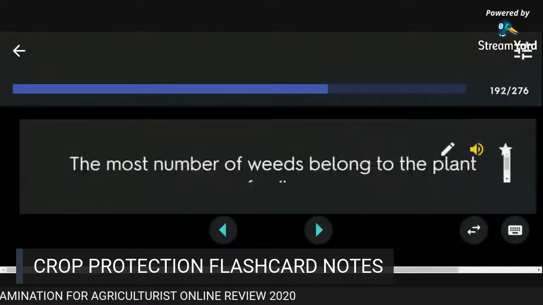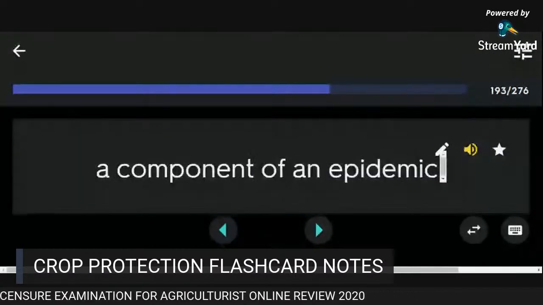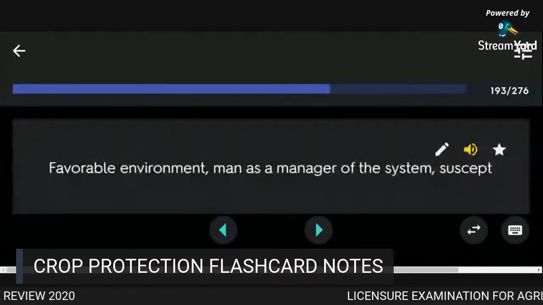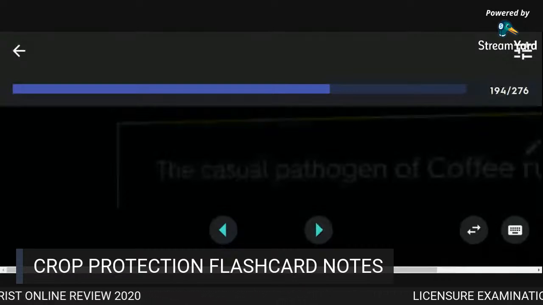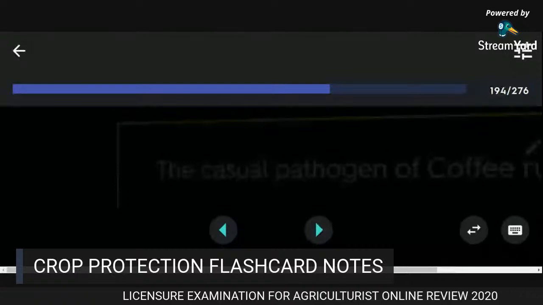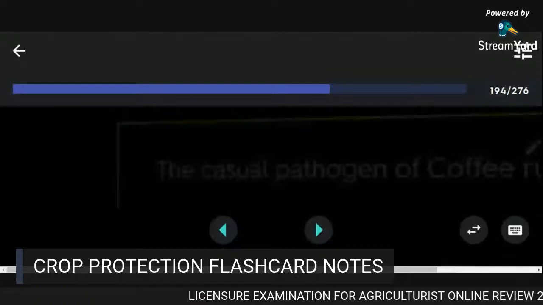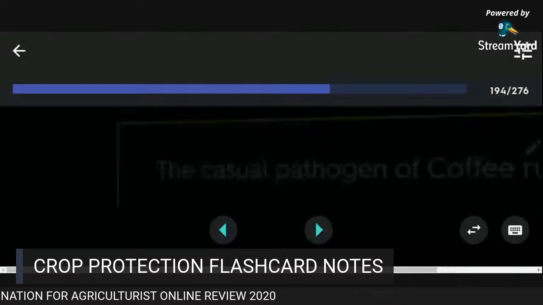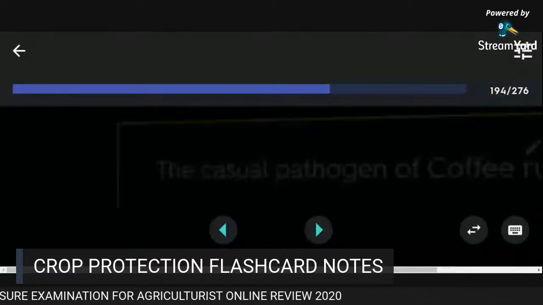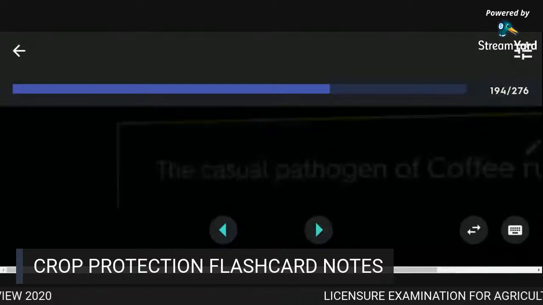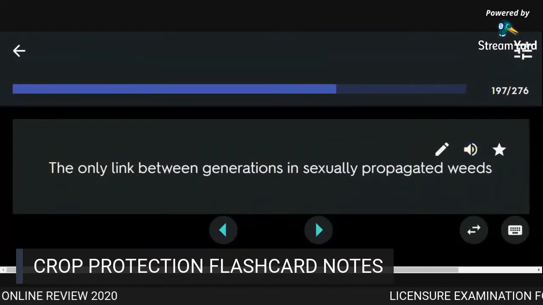The most number of weeds belong to the plant family Poaceae. A component of an epidemic: favorable environment, man as a manager of the system, suscept. The causal pathogen of... The only link between generations in sexually propagated weeds: seed.